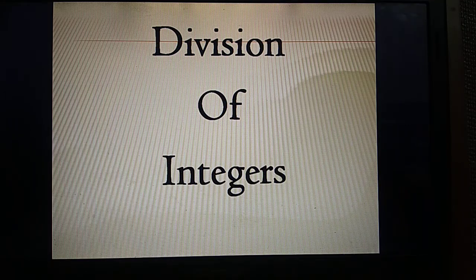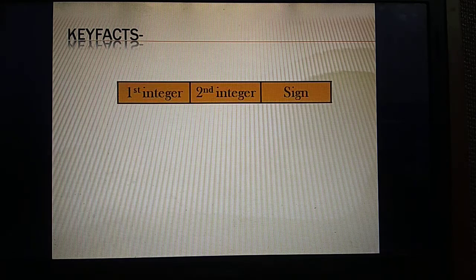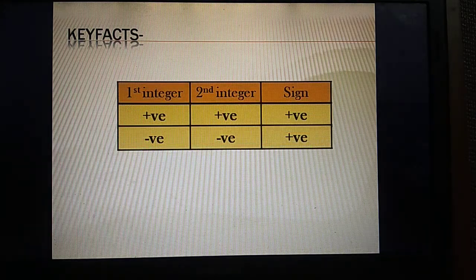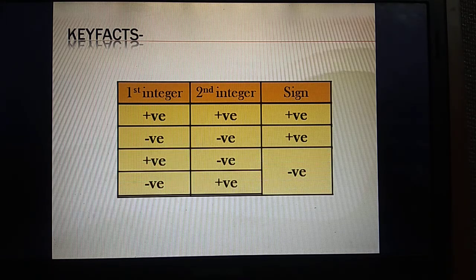Now moving to the next section, that is division of integers. As I told you, while multiplication you have to keep in mind a table, the same table you will use for the division too. That is, if you are dividing two integers, if the integers are of same sign, final answer will be positive, and if the two integers are of different sign, the final answer will be negative.